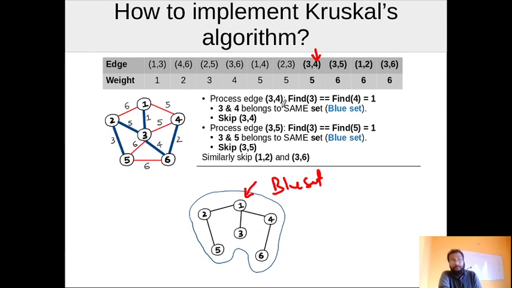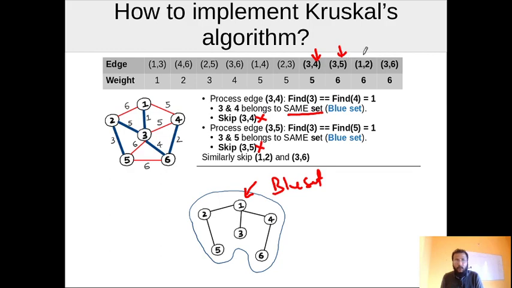So, 3 belongs to the same set, 4 belongs to the same set, right. So, I ignore because they are in the same set. So, I skip 3 4. So, 3 4 will create a cycle. Similarly, next is 3 5. 3 belongs to the same set, 5 belongs to the same set. So, a cycle. So, I will skip 3 5.